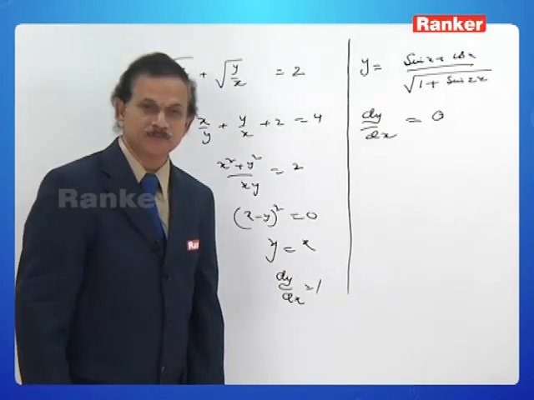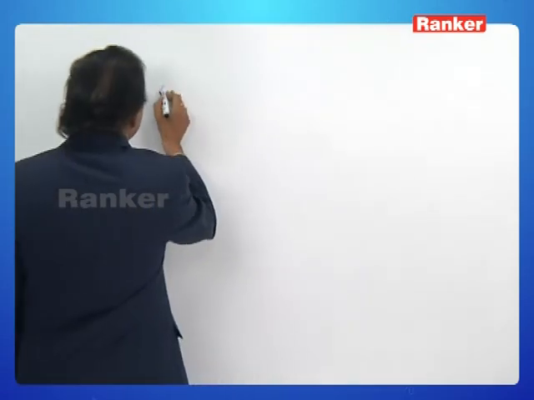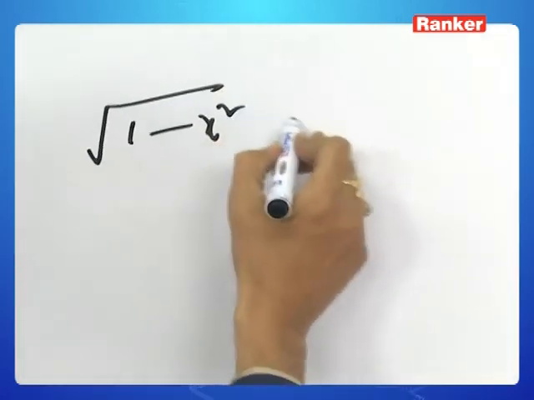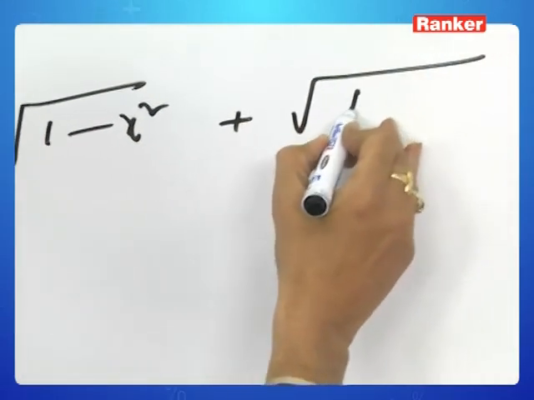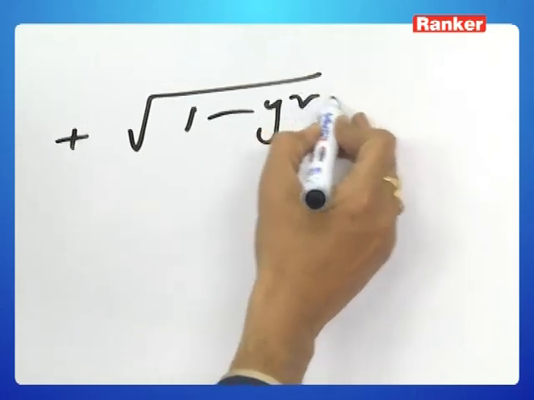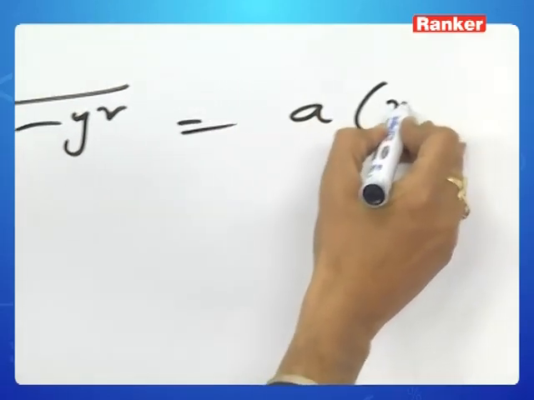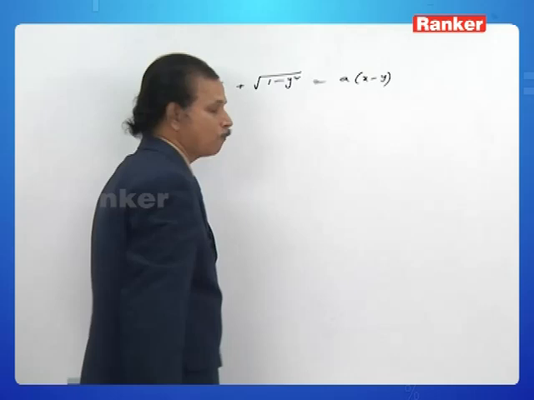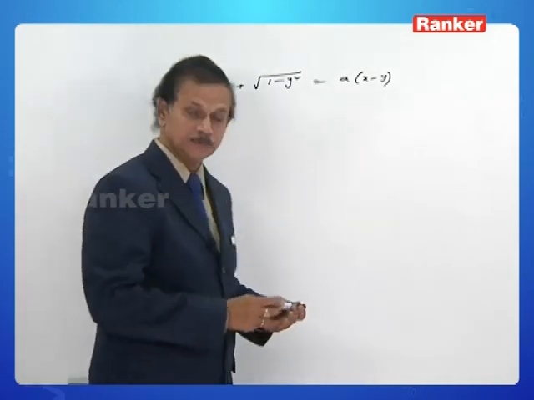dy by dx is therefore 0. Another standard problem comes to us. Let us receive it very carefully. Root of 1 minus x square plus root of 1 minus y square is equal to a into x minus y. What is dy by dx?